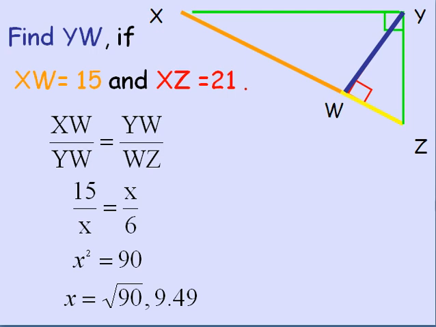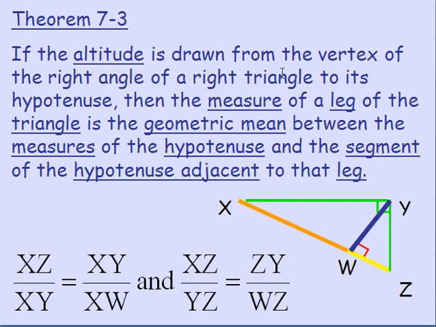Let's look at another theorem here. The altitude is drawn from the vertex of the right angle of a right triangle to its hypotenuse, and the measure of a leg of the triangle is the geometric mean between the measures of the hypotenuse and the segment of the hypotenuse adjacent to that leg. Now I know that's rather wordy, but if you just remember that all the triangles formed by that altitude are similar, we can set up a proportion and solve.